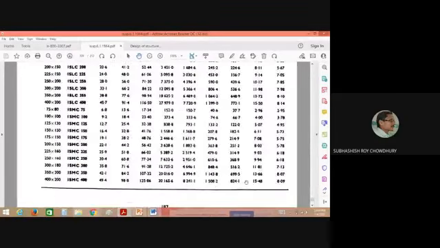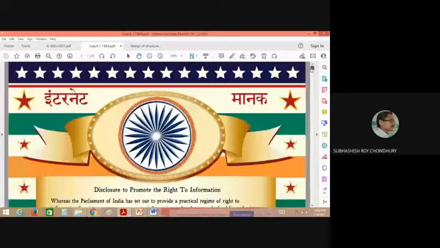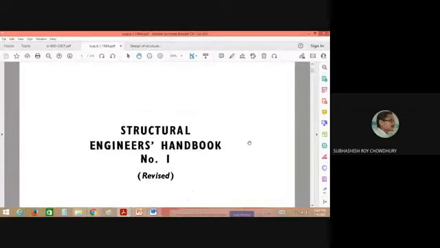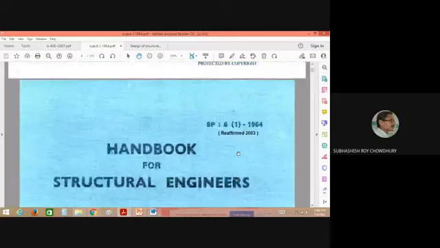So I think you have got at least some idea regarding the possible cross-sectional shapes of standard steel sections, how they are prepared, and how you can obtain the cross-sectional properties from the Structural Engineer's Handbook number 1, SP6 part 1. You have got that idea partially, obviously, but still I have tried to share this particular information with you.